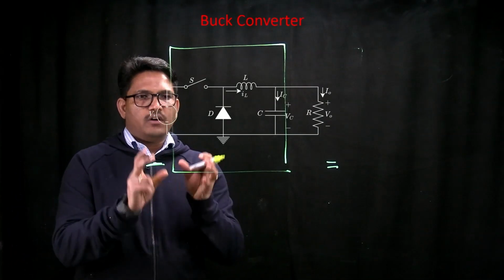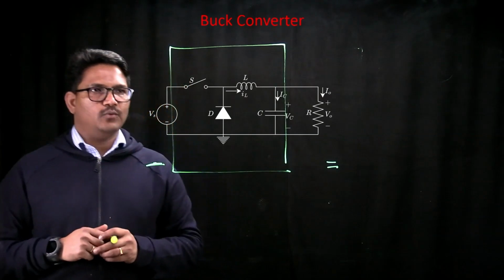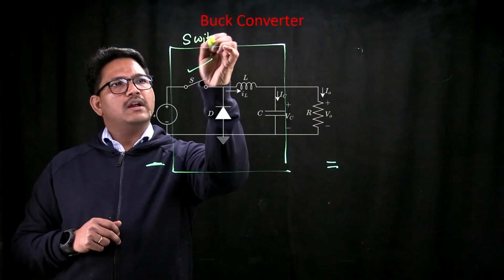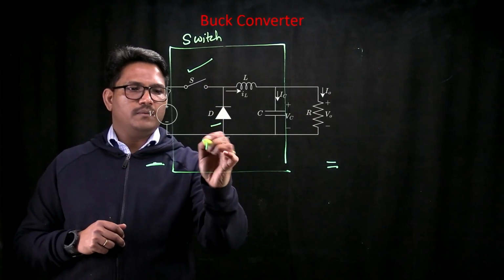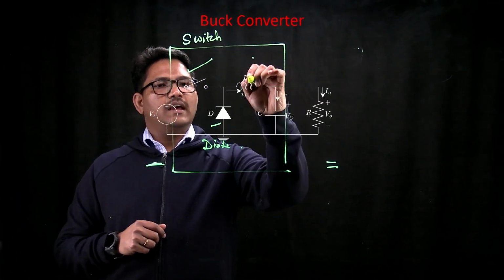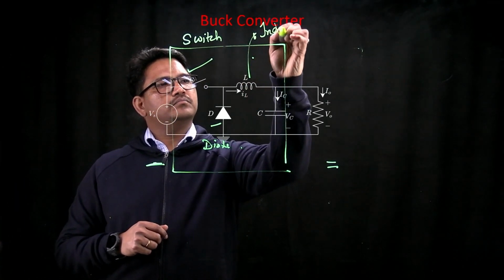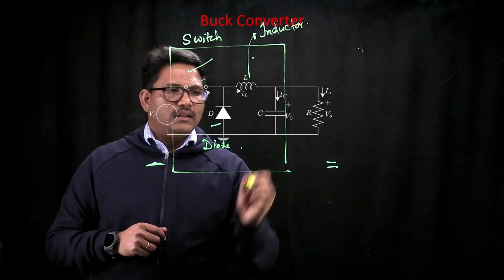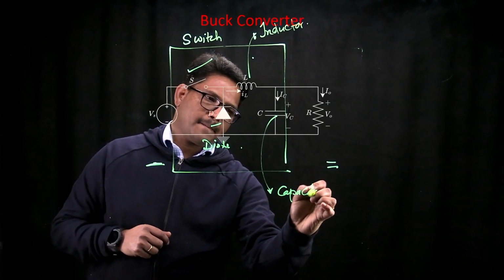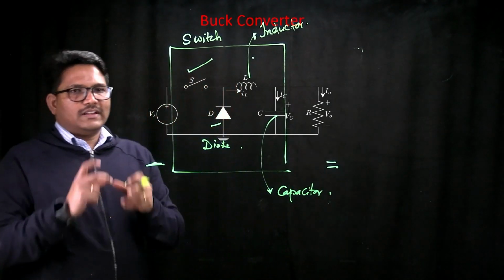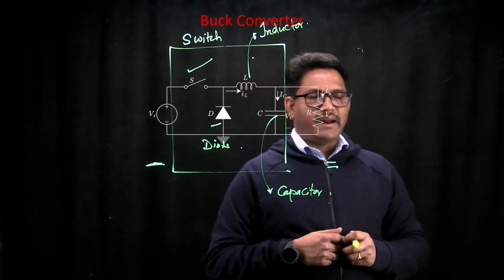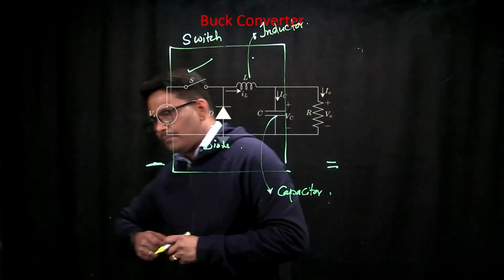If you observe the components involved in this particular buck converter, one is the switch. Then we also have a diode. The next component is an inductor. And the other one is the capacitor. Out of all these 4 components, we try to design this buck converter by appropriately selecting the parameters for these elements.